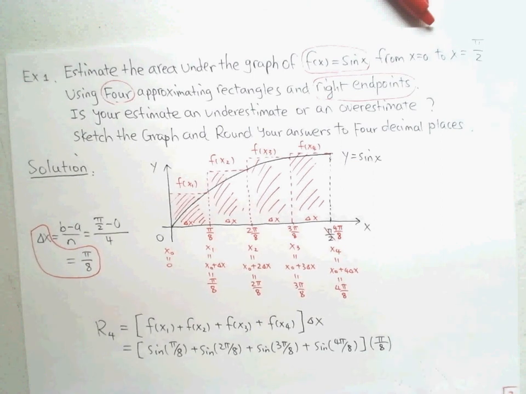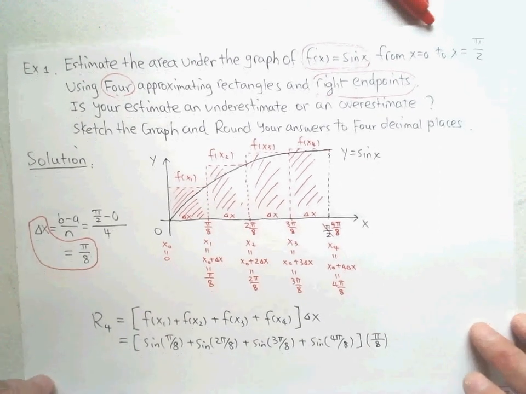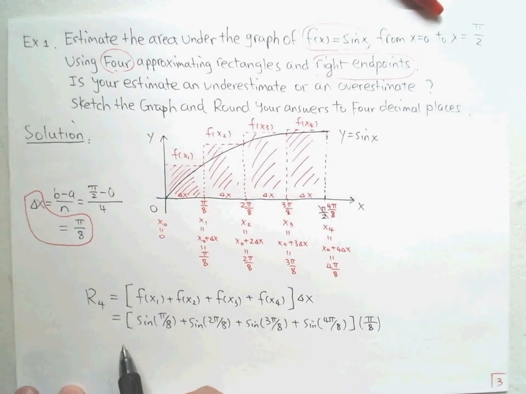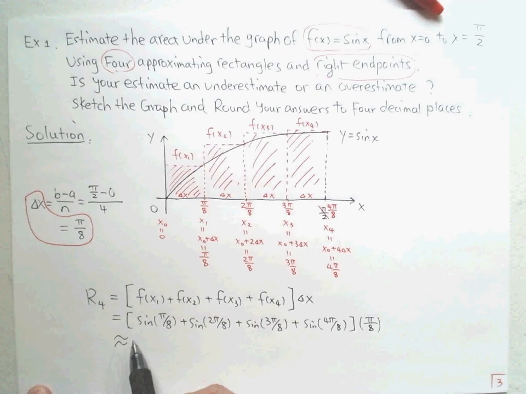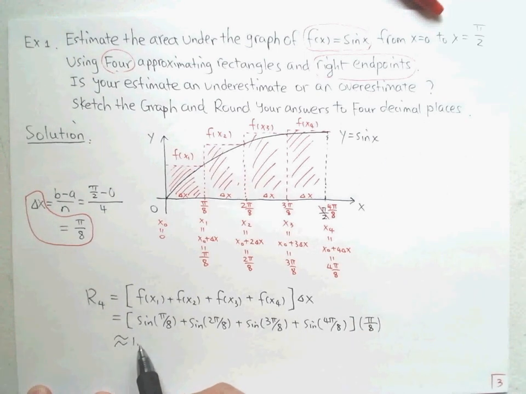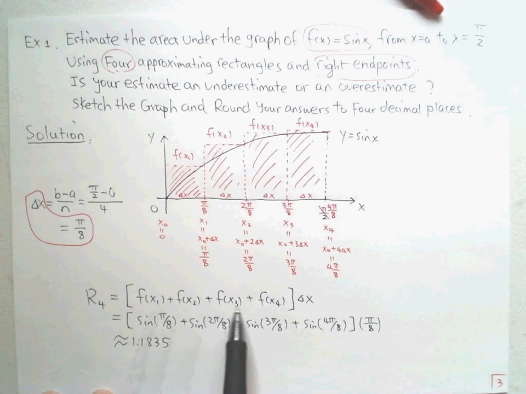What is delta x? Pi over 8. So times pi over 8. See, we have everything. Okay, so let me see what answer we get. If you use your calculator to do the calculation, you should get this, approximated to 4 decimals, right? 1.1835. Okay, so this is the one you get.